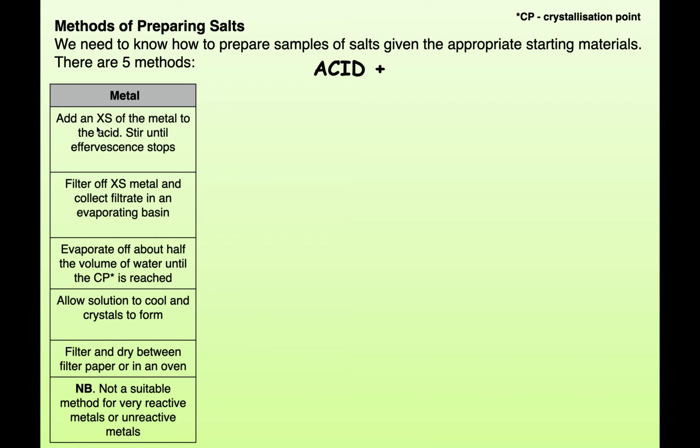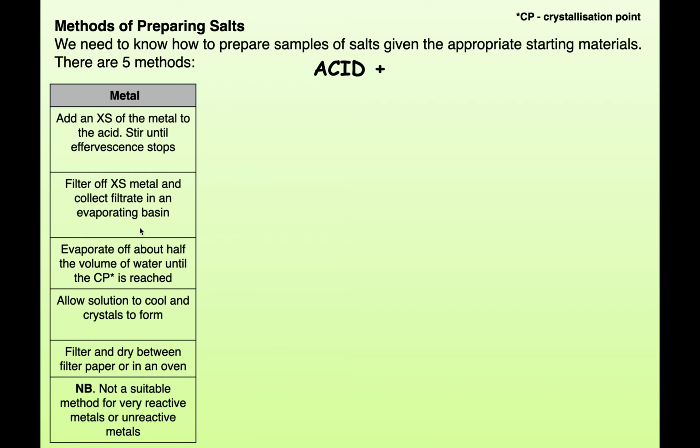acid and we would stir until all of the effervescence stops. Why? Because then we know that all of the acid has been used up. We don't want any acid to be left in our salt. We would then filter the excess metal off. Obviously the excess metal stays as the residue, and the filtrate is in the evaporating basin underneath.